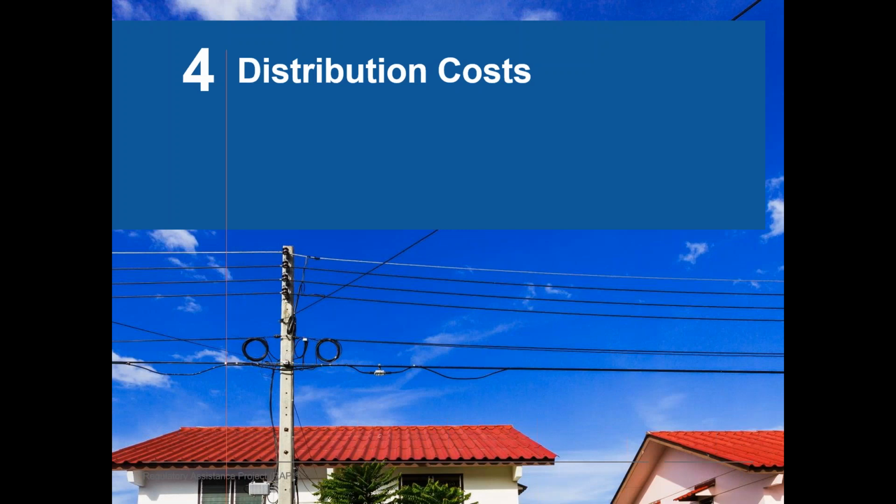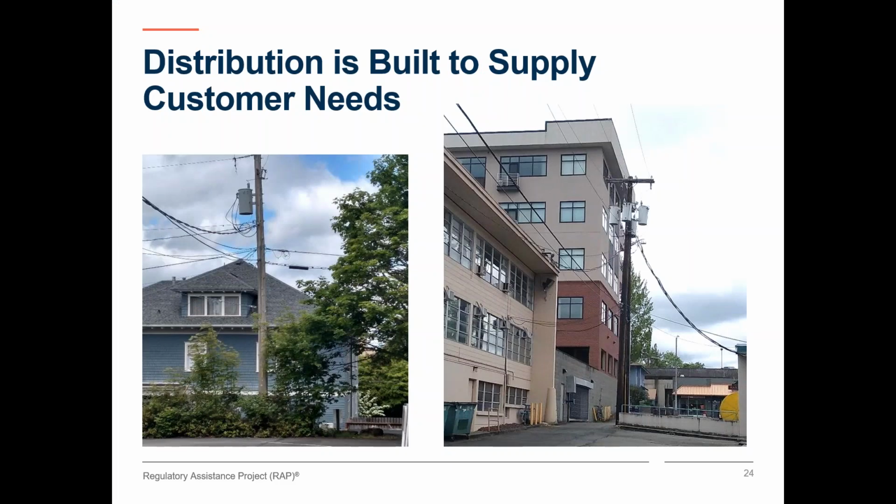Okay, moving along to my final area, the allocation of distribution costs. Distribution is built to supply aggregate customer needs, to bring energy from transmission substations down to customers in groups and then eventually individually. On the left, we see an example of a place where a transformer serves a single customer. Those happen to some extent for almost any utility. But more commonly in urban, suburban, and even village situations, one transformer would serve multiple small customers.